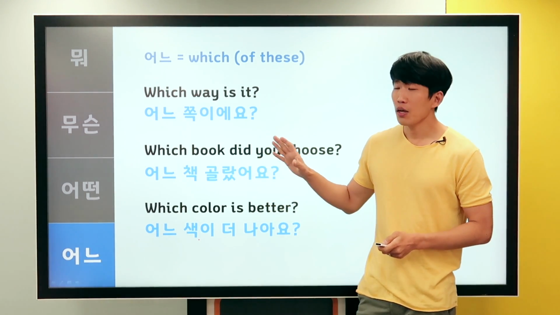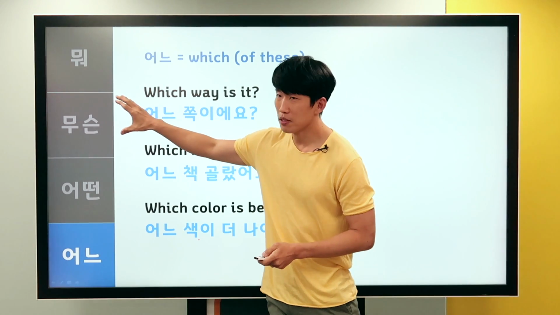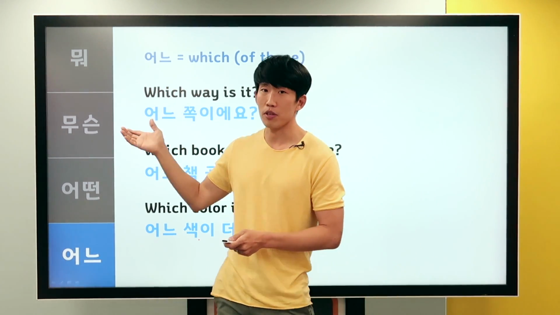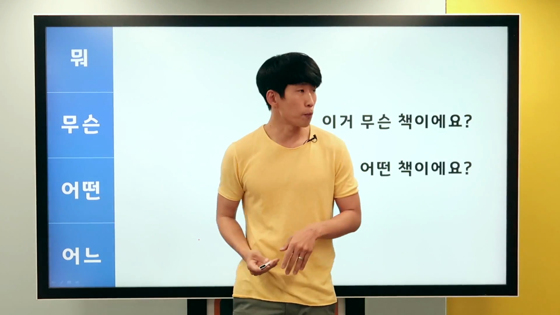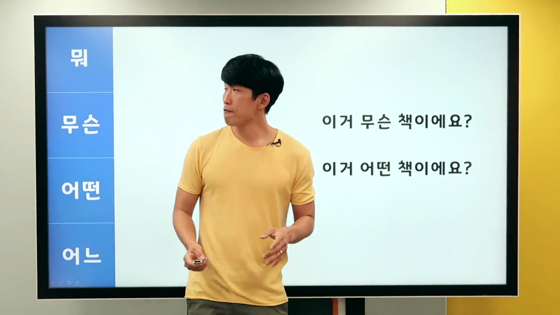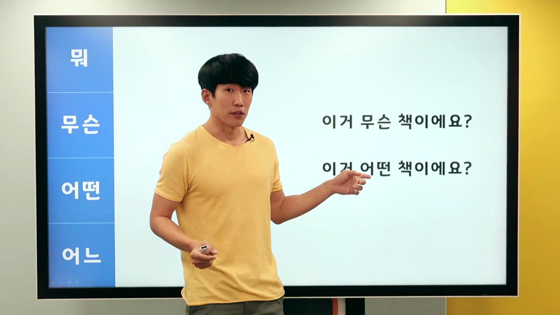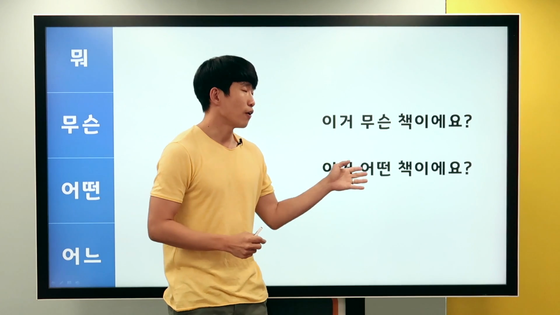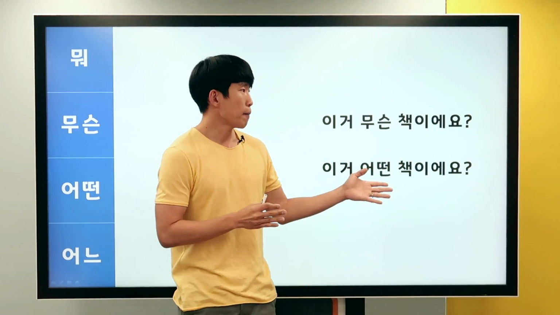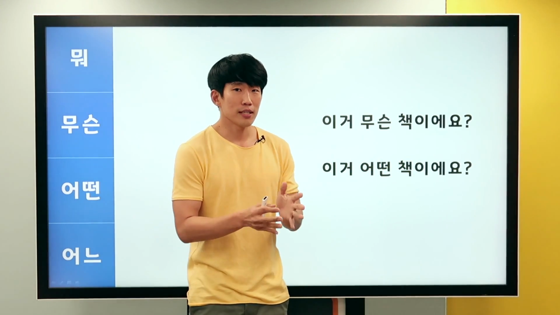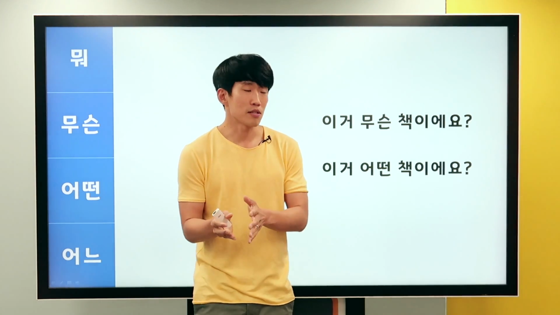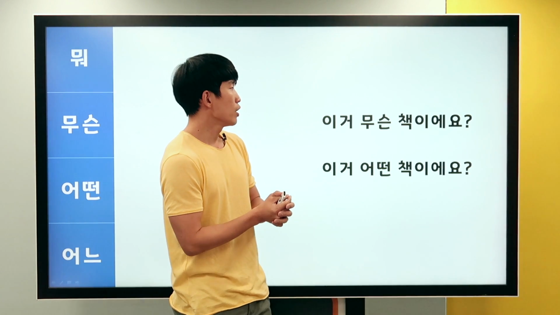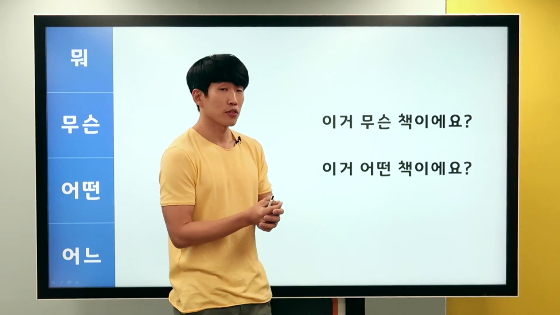But let's look at some meaning changes that occur when you compare some of these sample sentences side by side. So here we have 무슨 and 어떤, okay? 이거 무슨 책이에요? And 이거 어떤 책이에요? They can be roughly translated to the same English sentence of what kind of book is it?